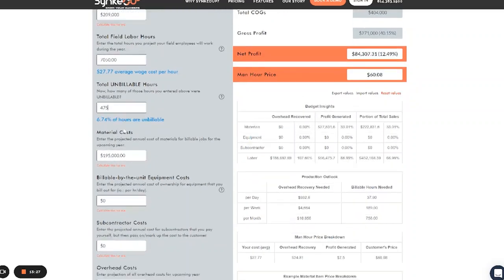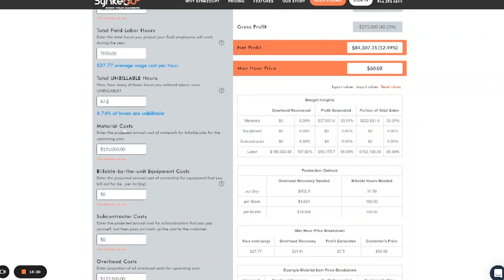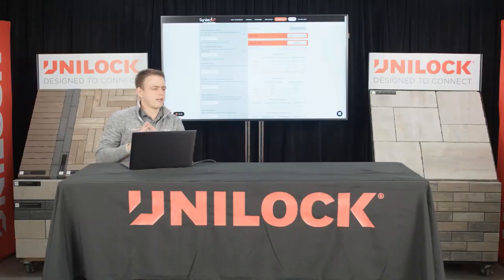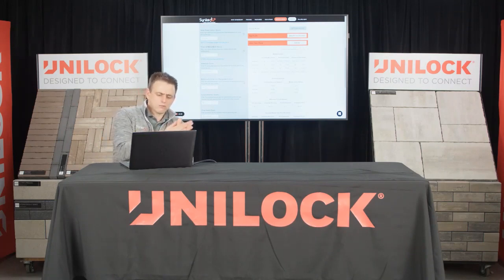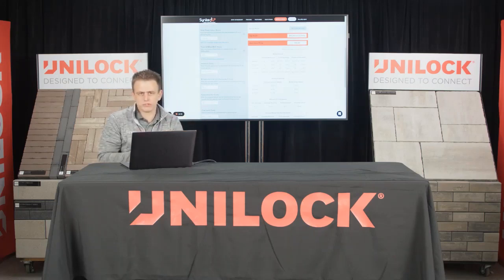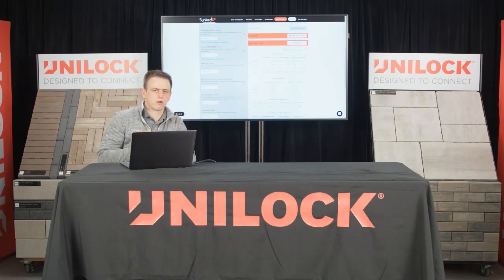So moving on to material costs. Basically, what material costs are is essentially, when I sell a job, I need to buy stone materials, joint sand, edge restraint. I need to buy all of those things to do my jobs. And what will I spend in the upcoming year on materials to do $675,000 worth of sales?